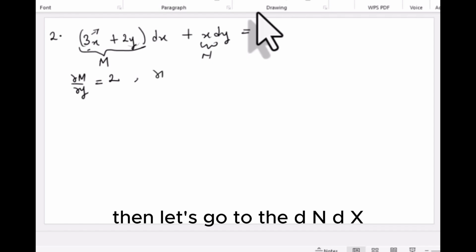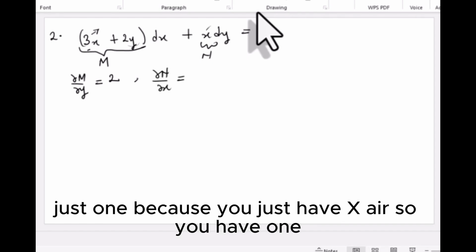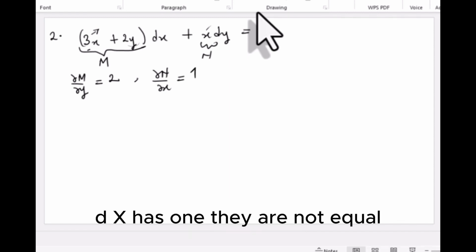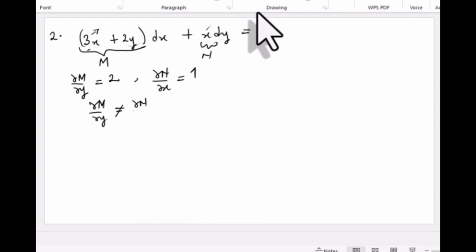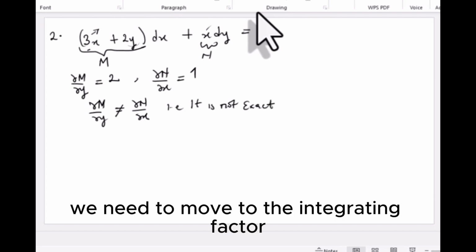Then let's go to ∂N/∂x. This will give you just 1, because you just have x here. So you have 1. Since you have ∂M/∂y as 2 and ∂N/∂x as 1, they are not equal. So ∂M/∂y is not equal to ∂N/∂x. Therefore, it is not exact. So if it is not exact, what do we need to do? We need to move to the integrating factor.